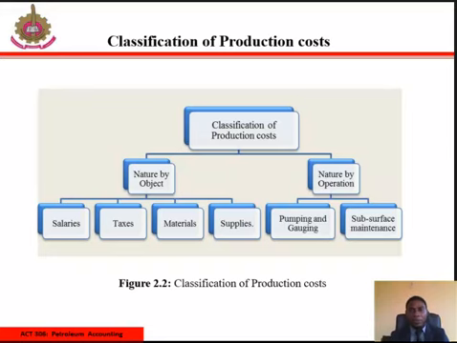Now, examples of nature by operational function. We have contract service, such as pump maintenance, recompletion, workover, catering, and case repair. Then we have paraffin control and sanding, which may be contracted out by an oil company.